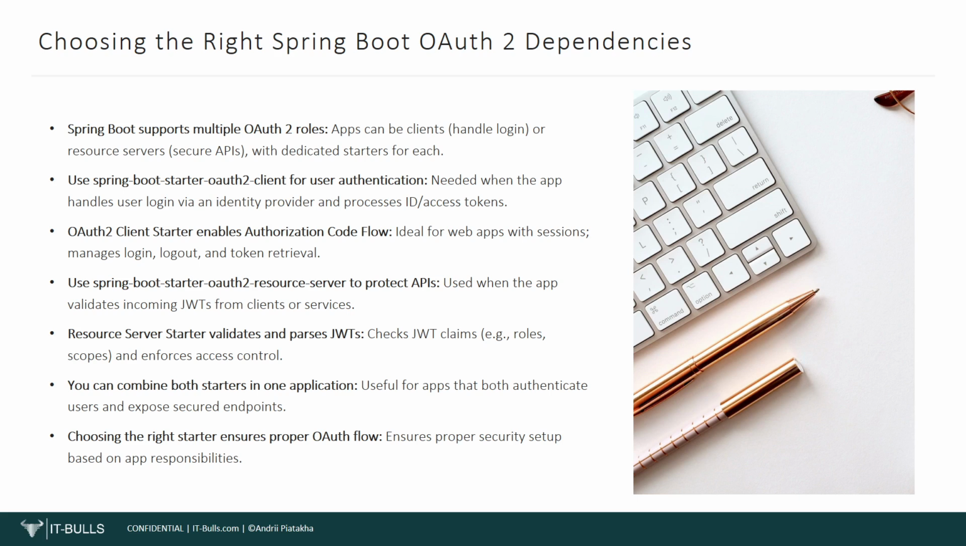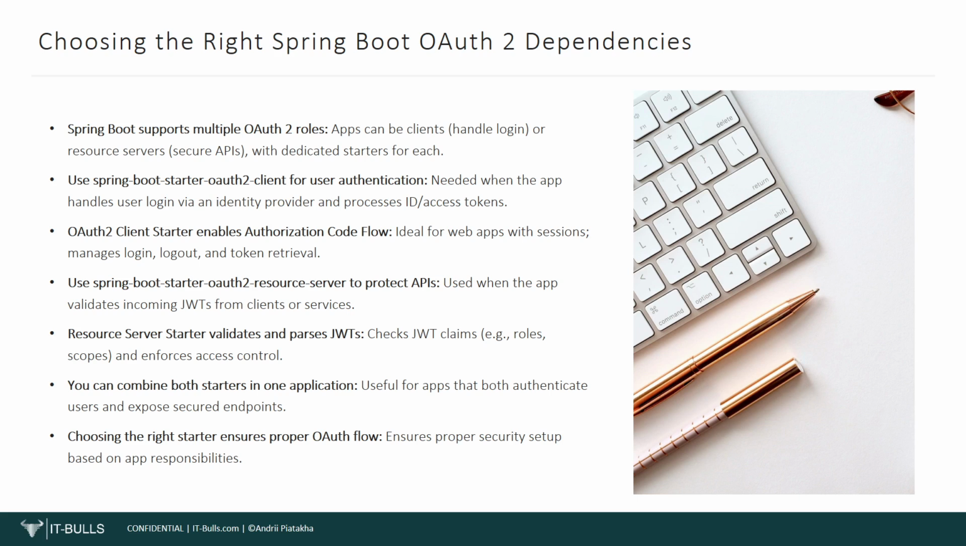Let's start with the OAuth2 client. When your application needs to authenticate users, that is, redirect them to an external identity provider, allow them to log in, and then process the returned tokens, you're acting as an OAuth client. In this case, you add the OAuth2 client starter. This allows your application to participate in the authorization code flow, handle user sessions, and obtain both ID tokens and access tokens. It's commonly used in interactive web applications, such as login forms, dashboards, or any user-facing interface.